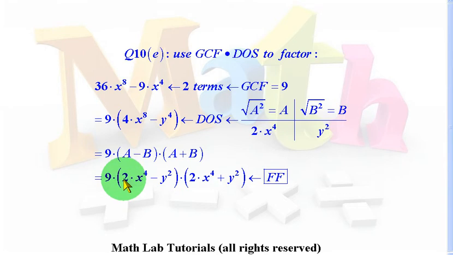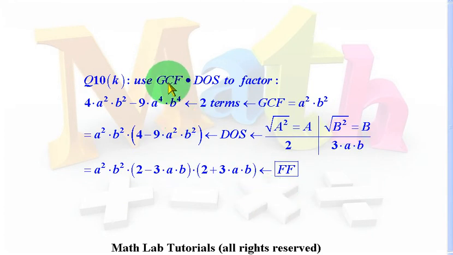Had that 2 been a 4 or a 9 or something like 16 or 25, then I would have done another DOS right here. But when it's equal to 2, the square root of 2 is irrational, and therefore we're going to leave it alone. We'll declare this to be the factored form. Okay, let's go on to the next slide.